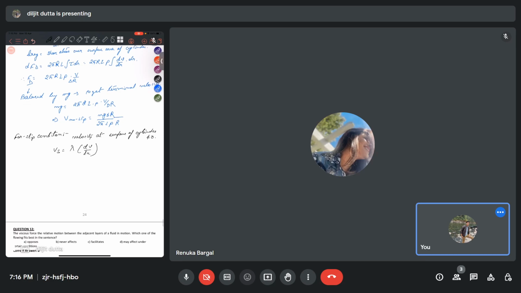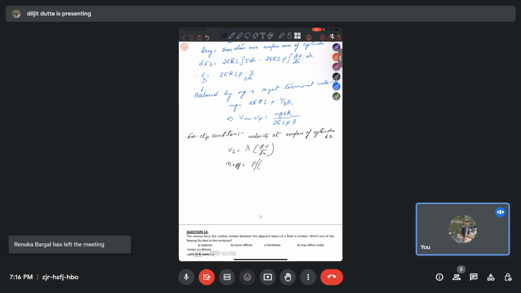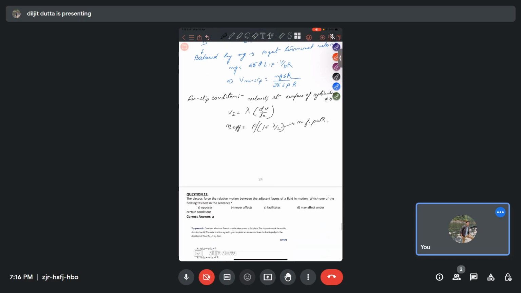And the effective viscosity in the fluid is given as p divided by 1 plus lambda by L, where L is the mean free path. So using the same procedure, we can write the drag force Fd is equal to 2 pi RL into eta effective into V by R.